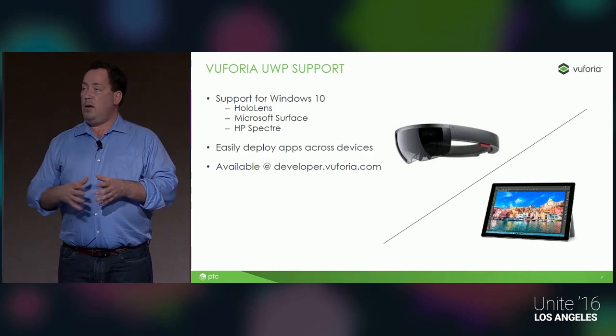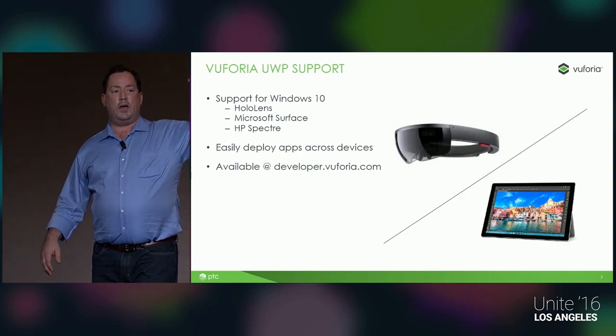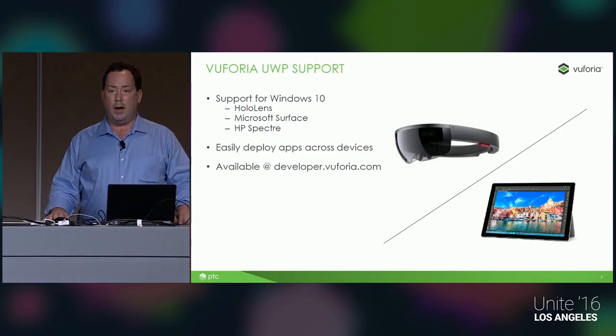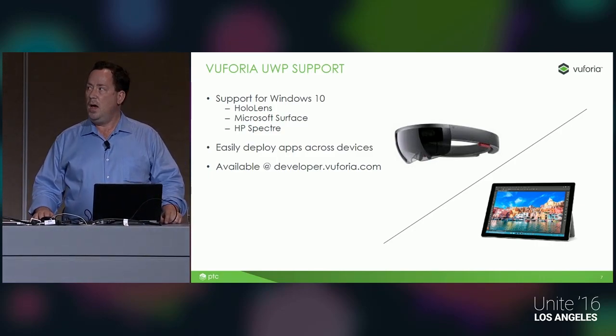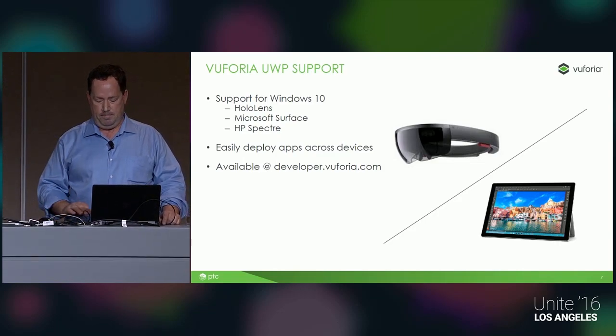And again, you can get all of this at developer.vuforia.com. When you go there, there's a download section. You'll see early access program. That's where you're going to get your HoloLens SDK and samples. Otherwise, UWP for Surface and such is part of the mainline SDK.